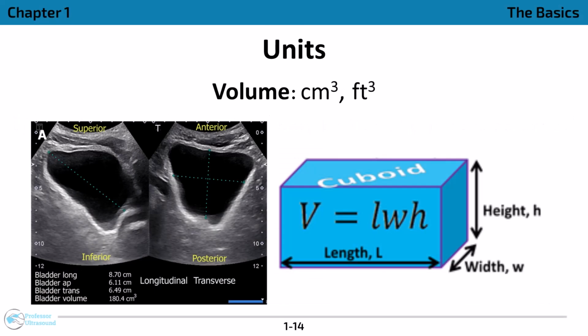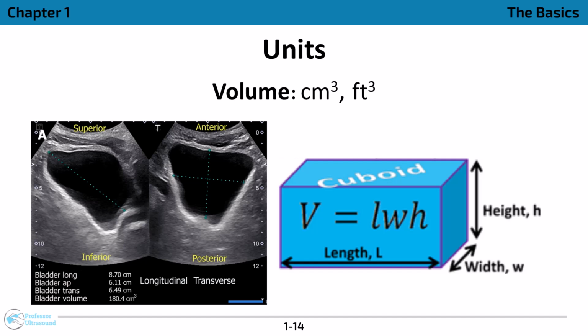Another commonly measured quantity is volume, usually expressed in cubic centimeters or milliliters. A common example is measuring the bladder volume. To do this, we need two ultrasound views. The longitudinal view provides the bladder height, the transverse view provides its width and length. Using these three dimensions, the ultrasound system automatically calculates the bladder volume.